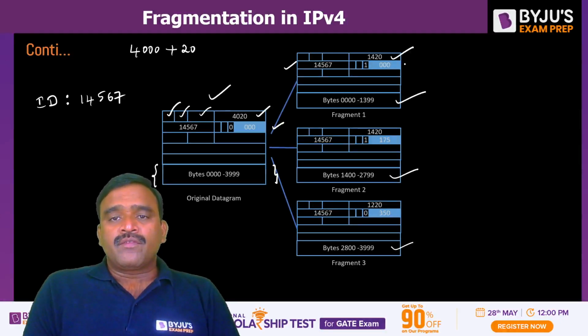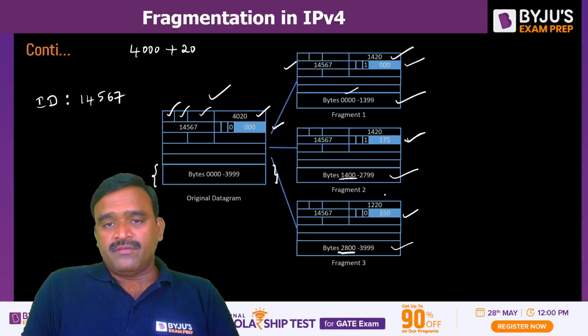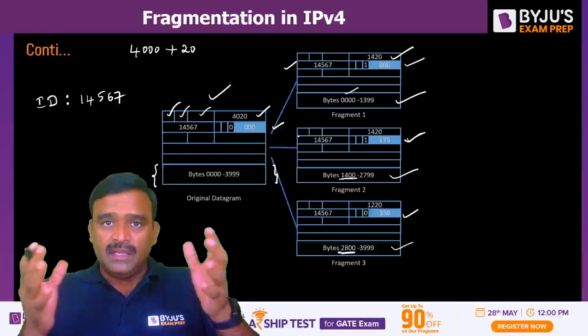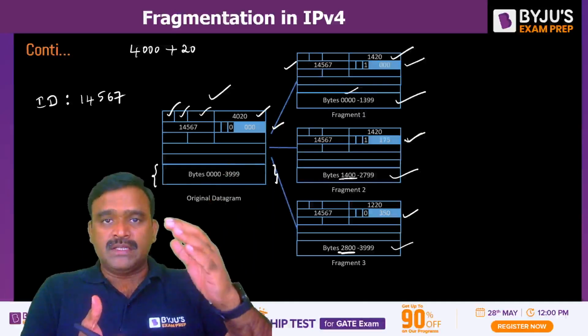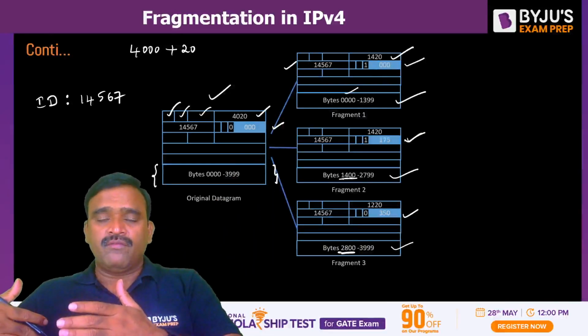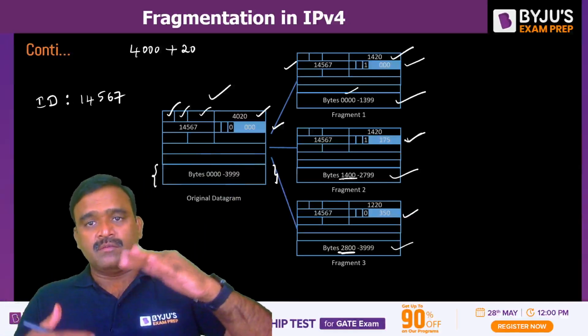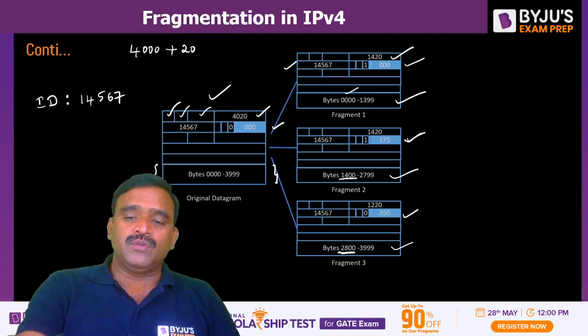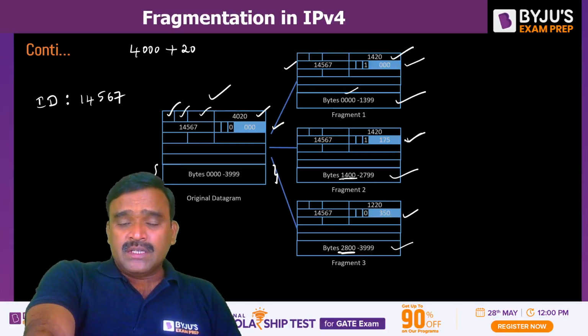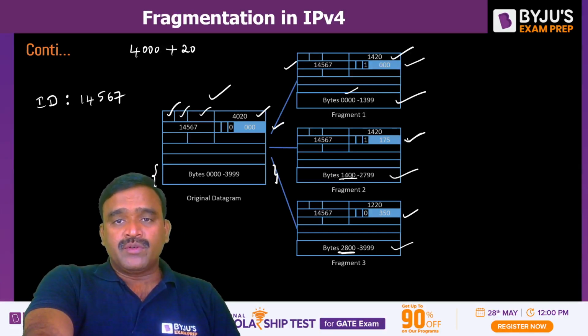For the offset value, it is 0 for the first, 175 for the second, because 0 divided by 8 is 0 and 1400 divided by 8 is 175, and for the third, 2800 divided by 8 is 350. These are the offset values, but the ID value remains the same. The ID value is used to collect all the chunks into one place, and the fragmentation offset is used to arrange the fragments in the same sequence as the original datagram. That's how we do the fragmentation in IP version 4.